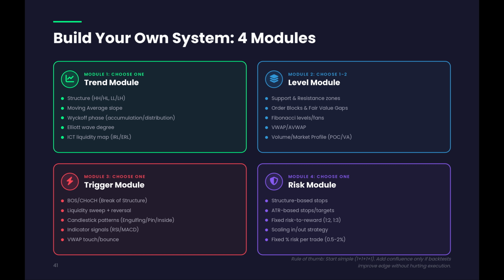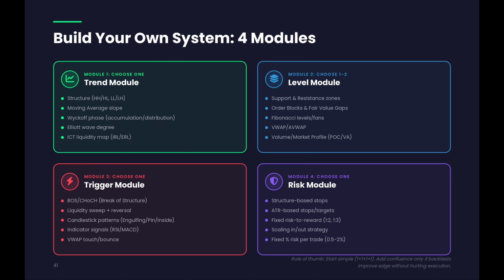Now, here's the rule of thumb that I strongly recommend. Start simple. Pick one from each module. That's it. 1 + 1 + 1 + 1 equals a complete trading system. Test this combination for 30 to 50 trades. Record everything. Evaluate the results.